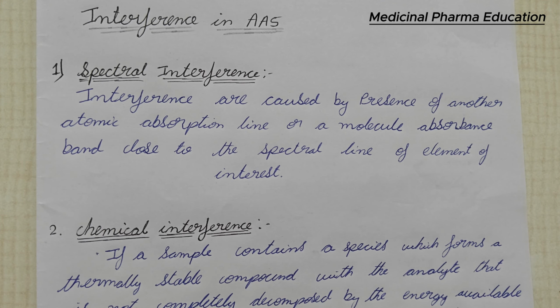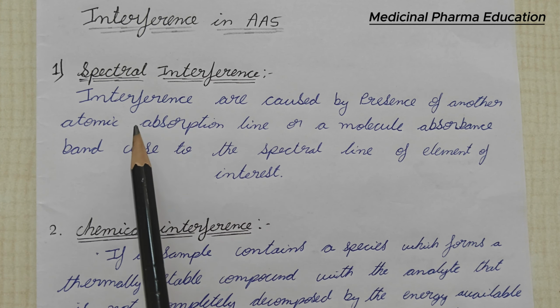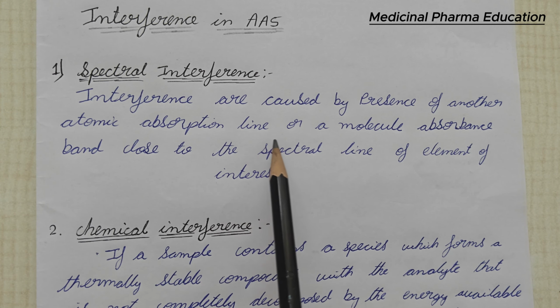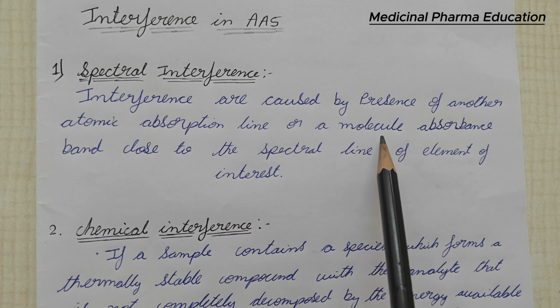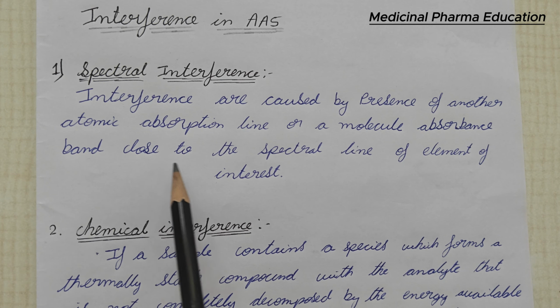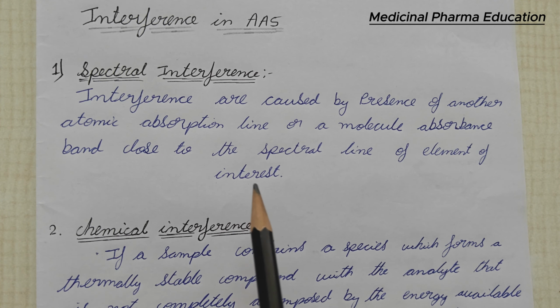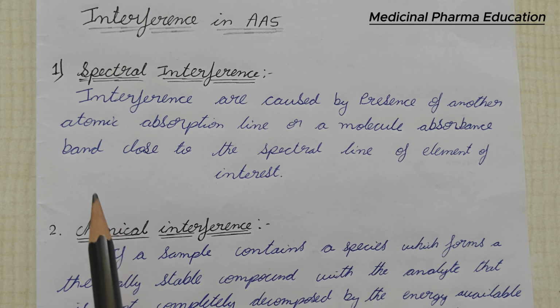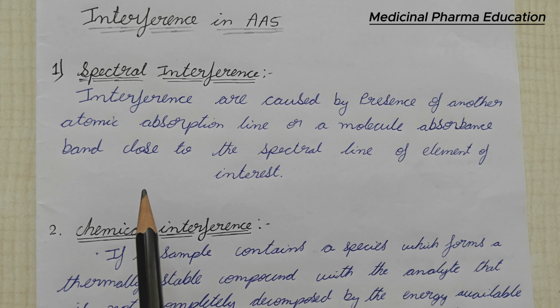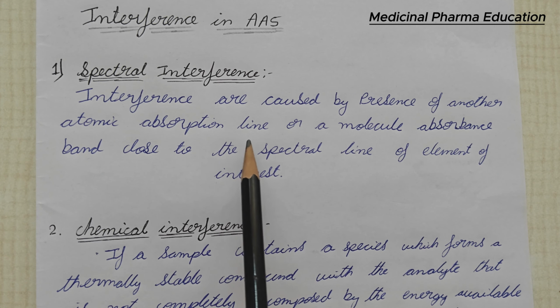Spectral interferences are caused by the presence of another atomic absorption line or a molecular absorbance band close to the spectral line of the element of interest. We have already discussed in flame emission the first type of spectral interference. This interference occurs in atomic absorption also, caused by the presence of another atomic absorption line.